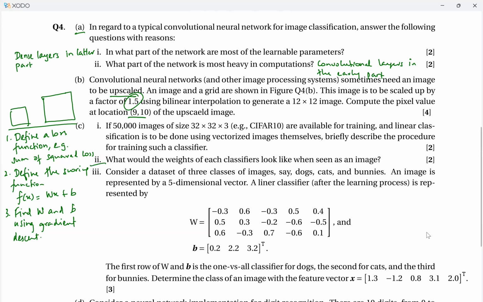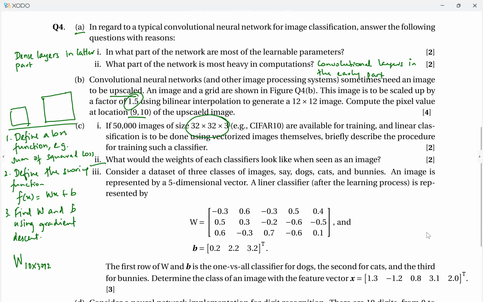Part 2, what would the weights of each classifier look like when seen as images? If you take this, W would be of size... Now 32 times 32 times 3 is 3072. And there are 10 classes. So W would be 10 times 3072. And b would be a 10-vector.